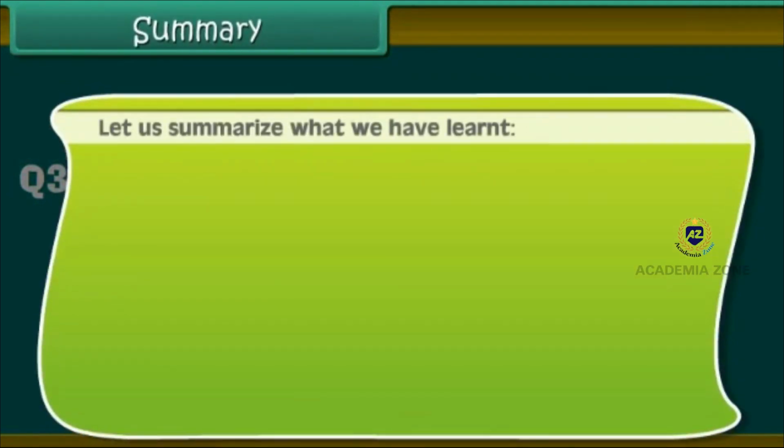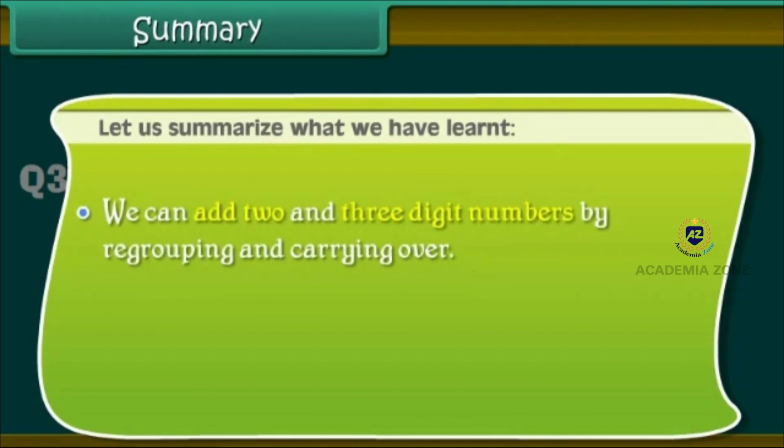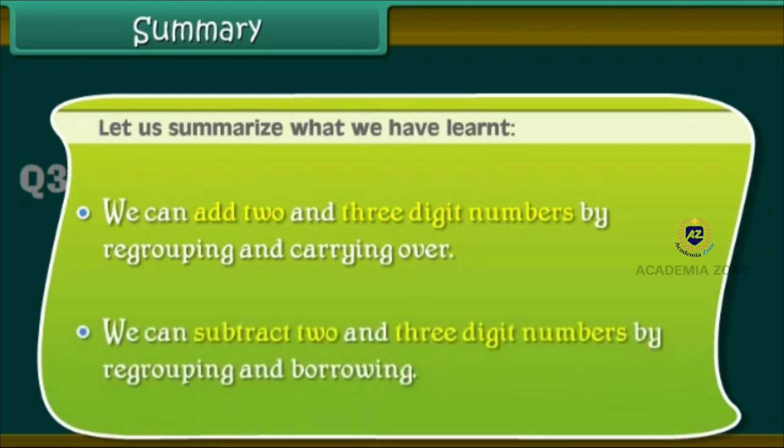Summary. Let us summarize what we have learnt. We can add 2 and 3-digit numbers by regrouping and carrying over. We can subtract 2 and 3-digit numbers by regrouping and borrowing.